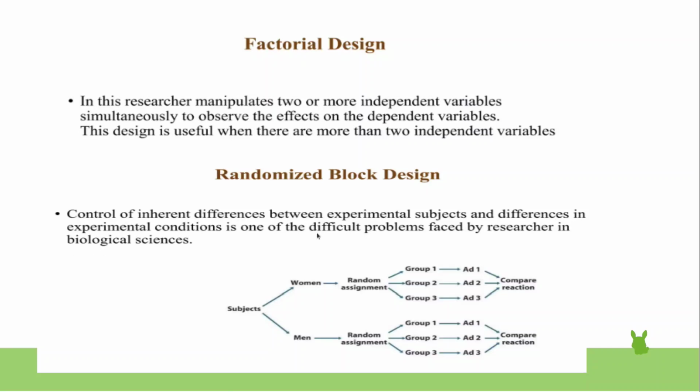Here there are inherent differences. They are human beings, they inherit some genes from their ancestors. So there are inherent differences between the experimental subjects and their experimental conditions, because women are different, men are different, their bodies are different, so the research result will change between men and women. Those reactions you have to compare. So when coming to the biological sciences, researchers usually face many difficult problems in this type of research. This is randomized block design.